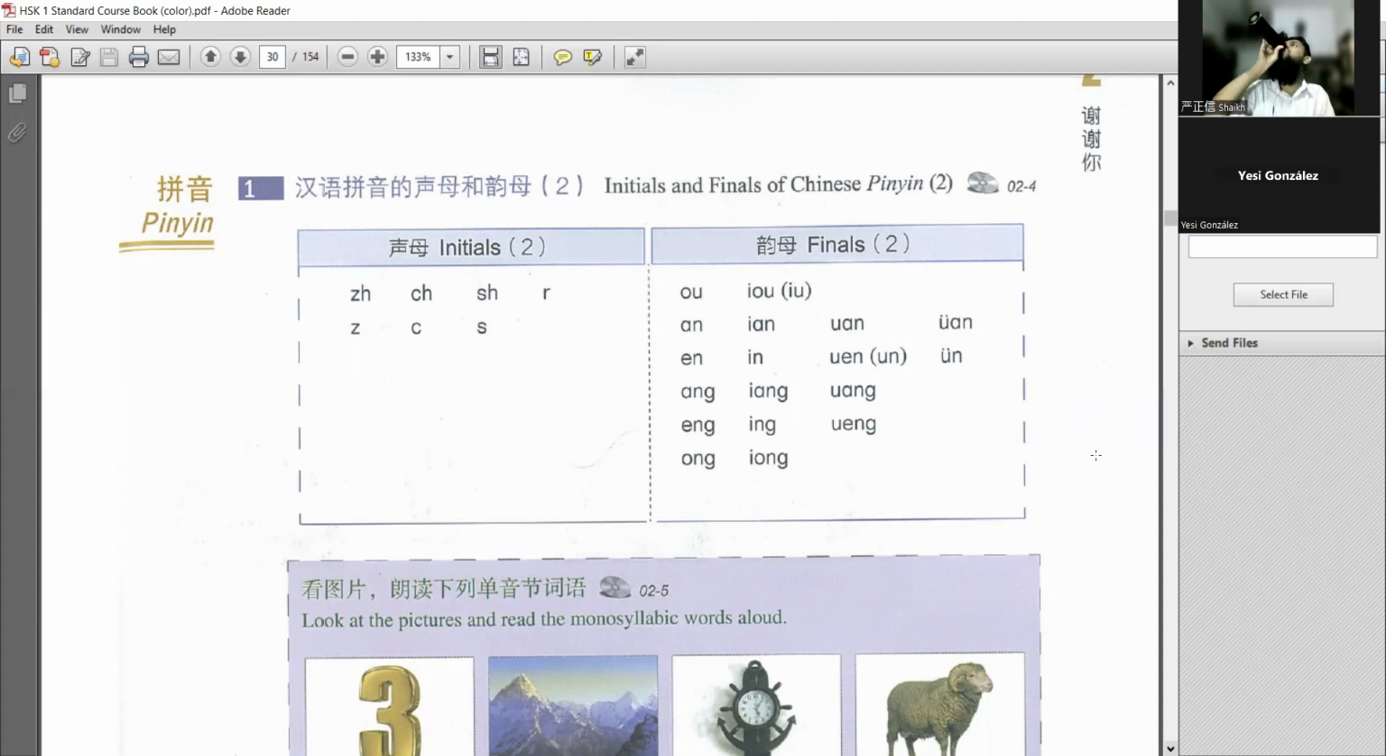O, U, An, Yan, Wan, Yuan, En, Yin, Wen, Yun, Ang, Yang, Wang, Yin, Wang, Yung.